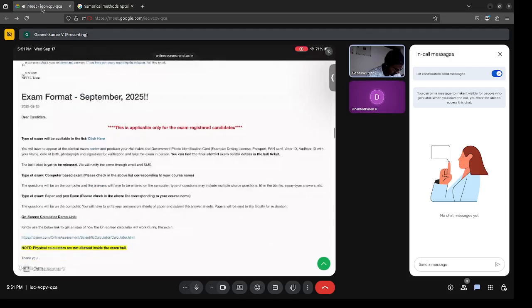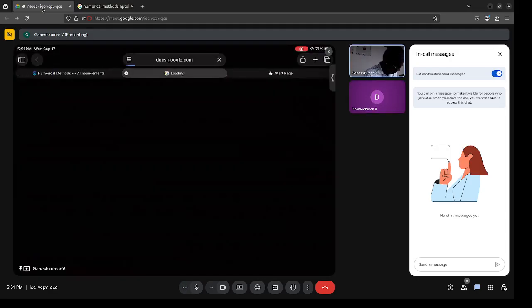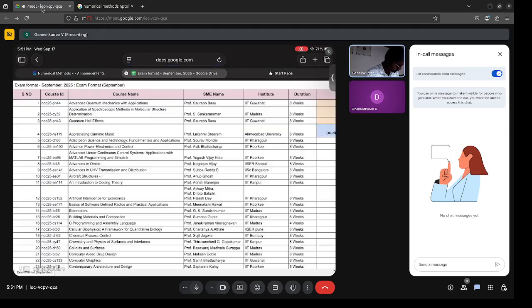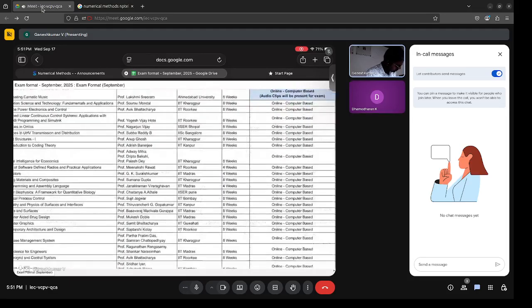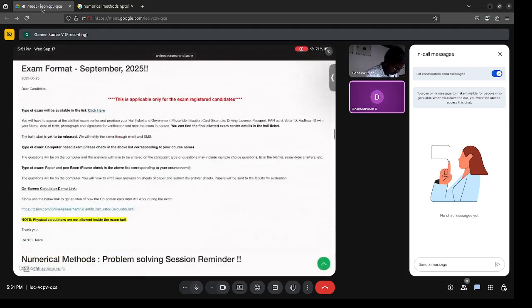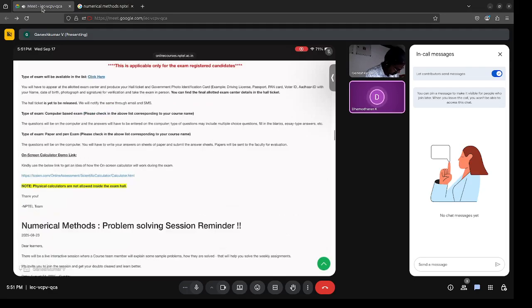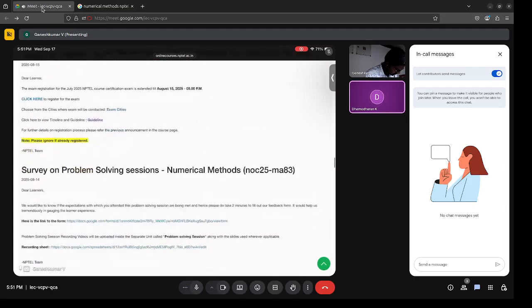Which one? This one? Exam format, you refer to this slide, sir. Type of exam: it just says online computer based. That only. But I'm sure about the 30% of 75 marks. I don't know the pattern only.